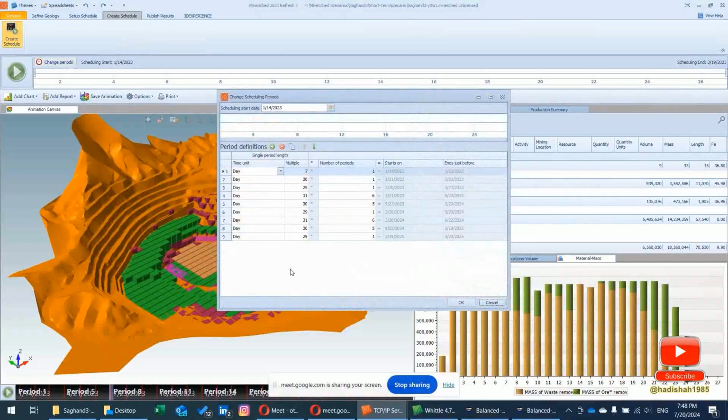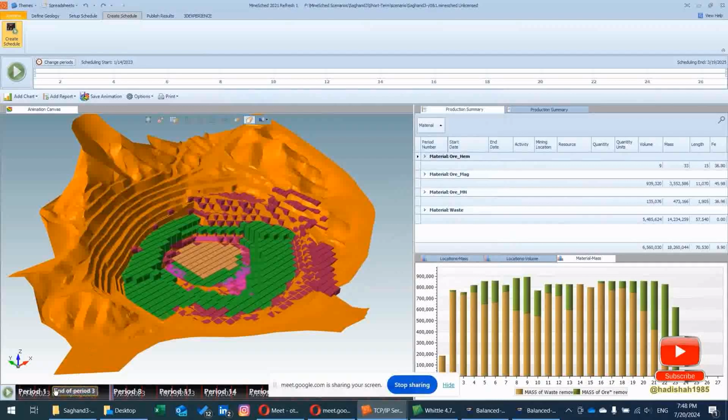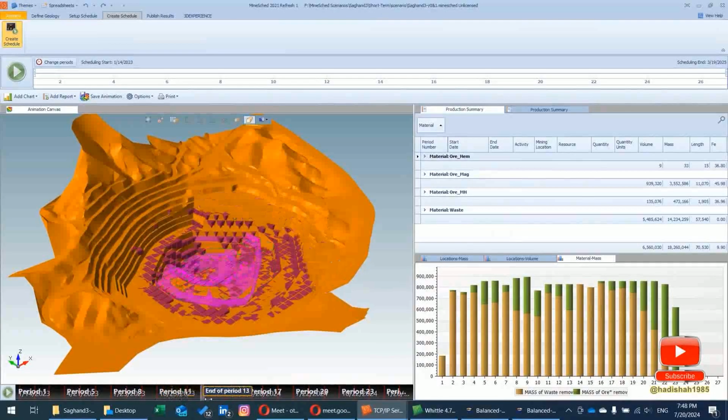Here the periods are defined based on each month. I have one month that is 30 days, the next month is 29 days, and then 6 months each of them 31 days. You see that about 2 years are defined as the periods, and these are our periods here.